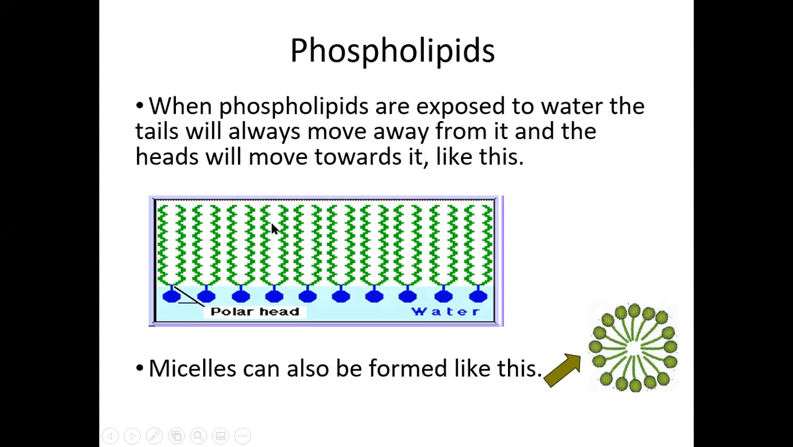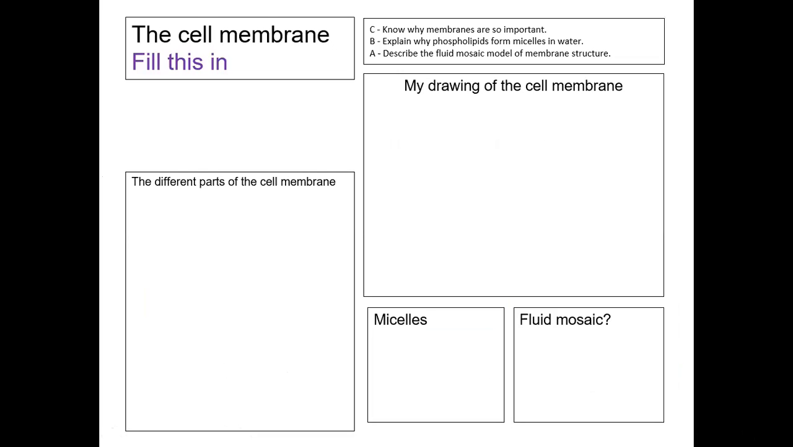So this is why they make a bilayer, because we have water on the outside and the inside of the cell. We have the polar heads here, we have the tails there, then we'd have another set of tails and heads. Other than forming a bilayer, they can also form a micelle, and the micelle is when you have all the tails coming in and attaching to each other, and then the heads are on the outside. So now we know the different parts of the cell membrane and micelles and functions.